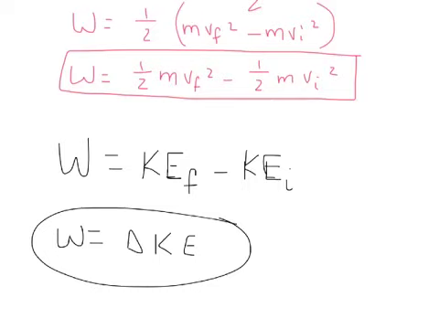All right, so listen, the theory is the following. The amount of work done on an object is equal to its change in kinetic energy. Its change in kinetic energy.